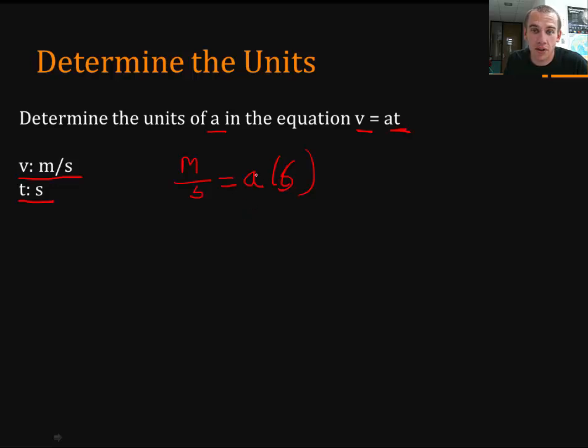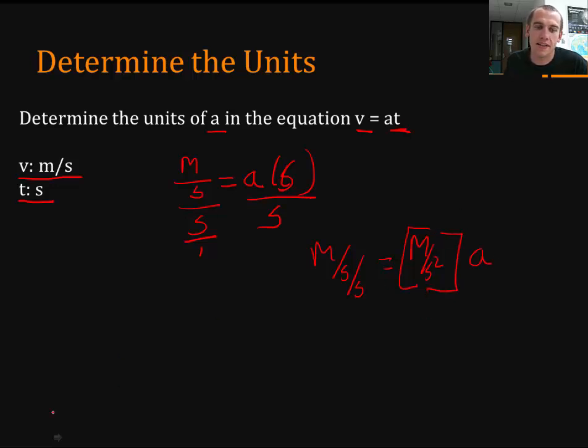And then I want the units of A, so I'm just going to solve for A, divide by S. Now be careful when you divide, that's S over 1, so that's invert and multiply, so I have meters per second, which is also a meter per second squared, is the unit of A. Okay, so meters per second squared is a unit of acceleration. So that tells me how much faster something gets every second.